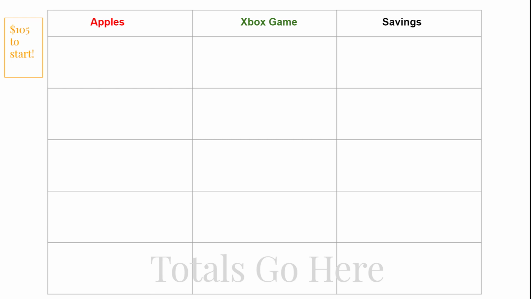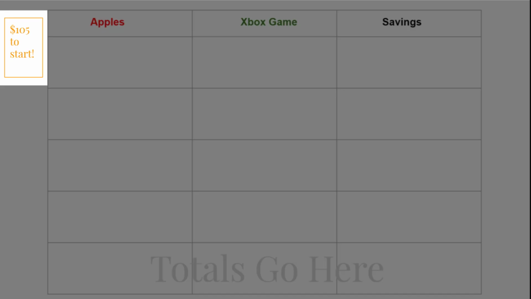There's a good chance that one of the 3 choices is going to have 4 rounds of purchases. And I bet it's going to be the apples because they're the cheapest, and that tends to be how these things work out. Now, I do want to point out in the upper left-hand corner that I have written down exactly how much money I have to start, and I recommend that you do that as well.